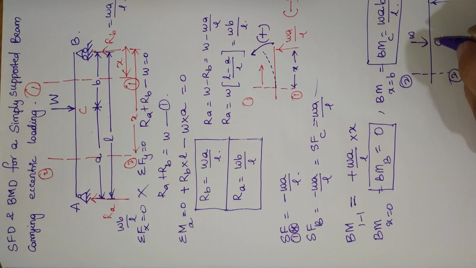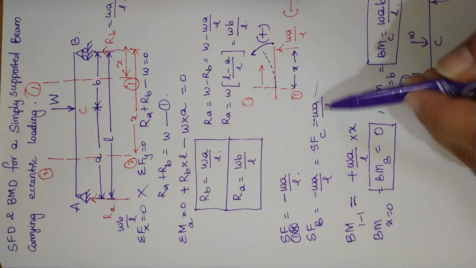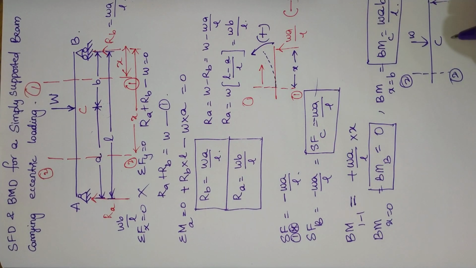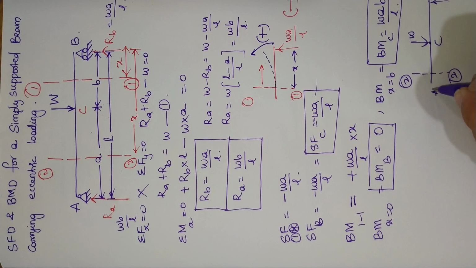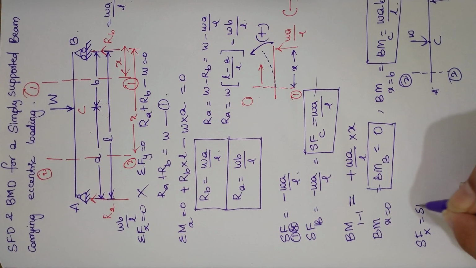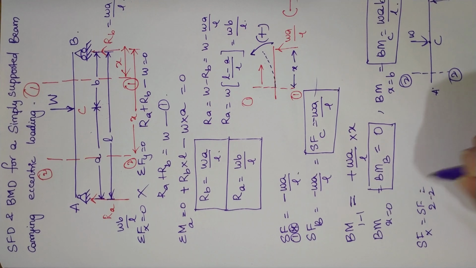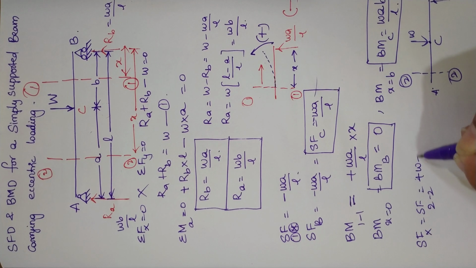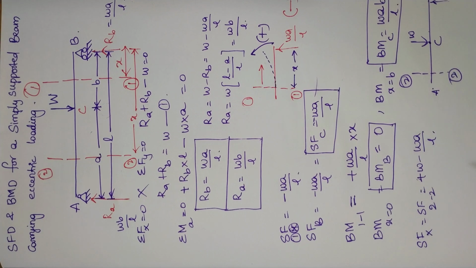Already at point C we have calculated shear force at C is minus WA divided by L, that is negative actually. Now exactly at point C, for the section in between A and C, we are calculating. Now shear force at any section x, or shear force in between section 2 and 2, is equal to the algebraic sum of all the forces. See, right side downward should be taken as positive, right side upward should be taken as negative. So this is plus W minus WA divided by L.